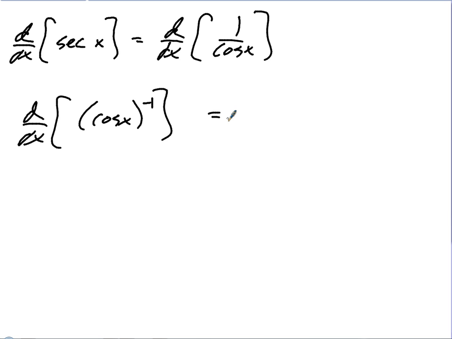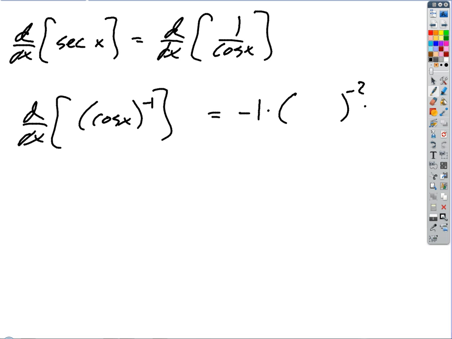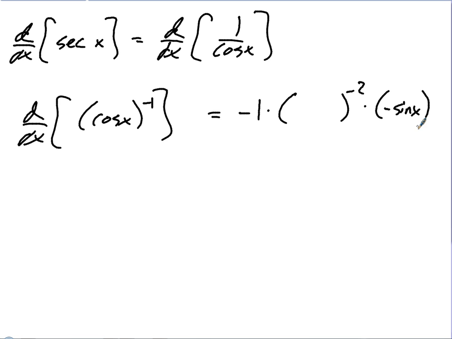Yeah, right. Bring the power down. Negative 1 times cosine x to the negative 2. Everybody agree? That's our first layer. And then if we peel away the outside layer of the onion, what's the derivative of the next layer? Negative sine. Okay, times, and then inside, you had a cosine.